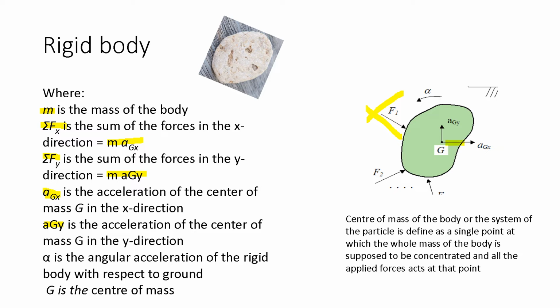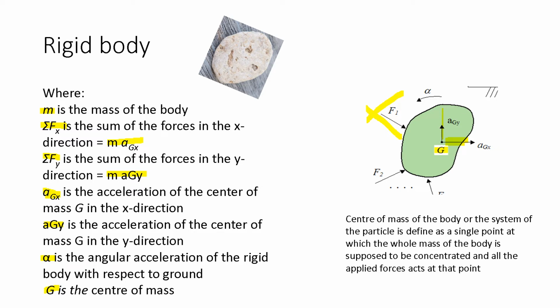a_gx is here, and a_gy is along the y direction. Alpha is the angular acceleration of the rigid body with respect to the ground, and we consider G as the center of mass. If you see the diagram here very well, it totally expresses how it can act as a rigid body, where we have considered m as the mass of the body.